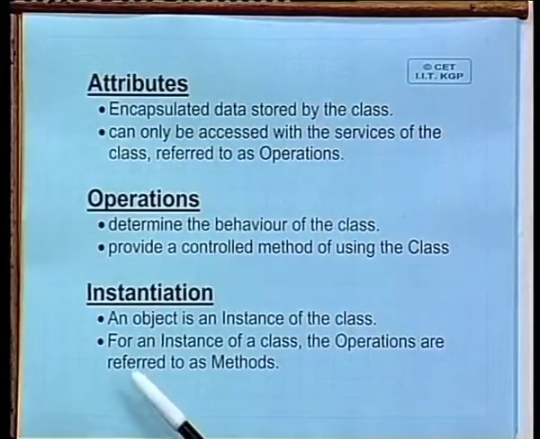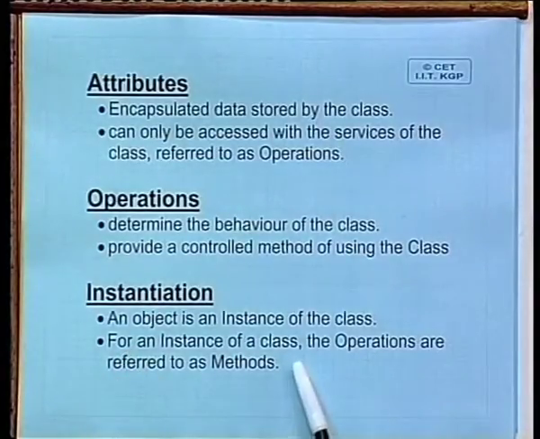Then there should be a process by which we can instantiate a particular object of the class, because a class is like a common concept, like a student, and individual students are objects. So, how do we instantiate? Anybody who has used Java programming, what is the command?